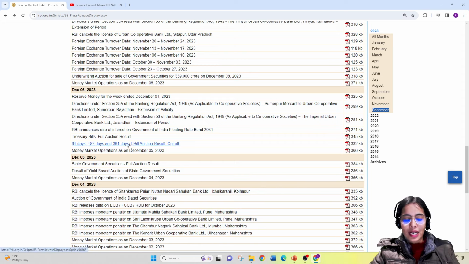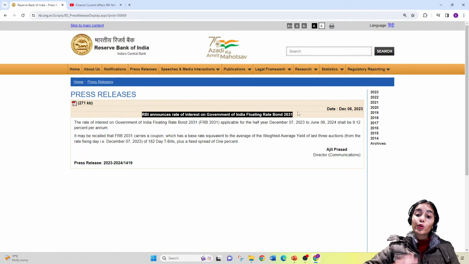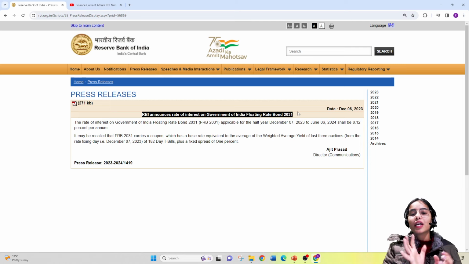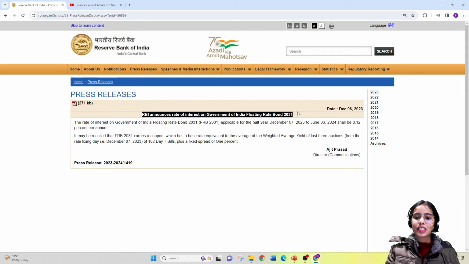Nothing important has happened. Now you will say that RBI has announced the rate of interest on the Government of India floating rate bond for 2031. That should be important. But again, here also, if you keep on watching the RBI website every month, you will realize that every month this kind of press release is there, for Government of India floating rate bonds of 2024, 2025, 2030 and such. So again, they are also not important. If it is near to the examination, just a month before, and such a press release is released, then it can be important, but for now, leave it. Okay.